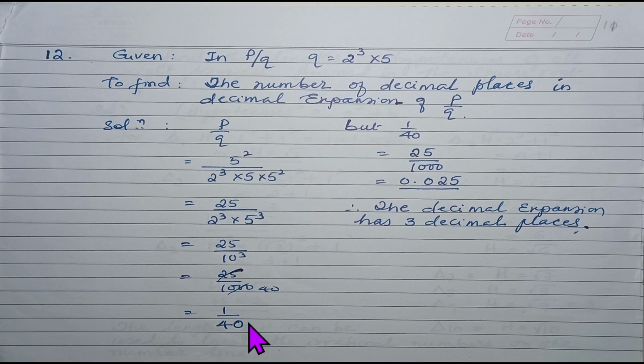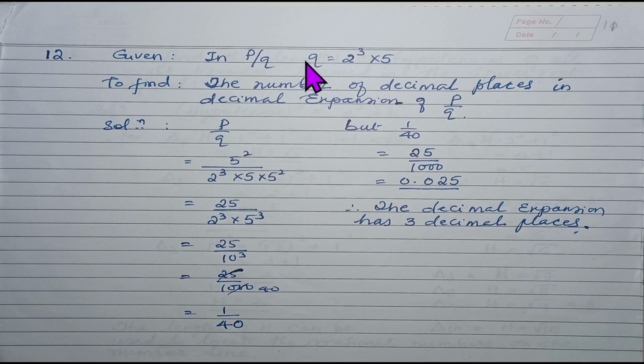So we know that p by q is 1 by 40, but the question is how many decimal places p by q will have. For that, I will convert 1 by 40 into 25 by 10 cube. See, 25 by 10 cube here. So 25 by 10 cube is 25 by 1000, and therefore the value of 1 by 40 is 0.025. So 0.025 means there are 3 decimal places in the decimal expansion of 1 by 40 or p by q.